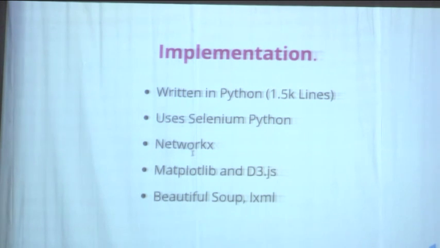This is Python code. It's around 1.5k lines of code compared to the Crawljax code, because in Python you can write very few lines of code and do things very easily. It uses Selenium Python for simulating the behavior of the events, Networkx for storing the graph, and matplotlib and d3js for displaying the results, Beautiful Soup and LXML for parsing. So I want to go for a demo.